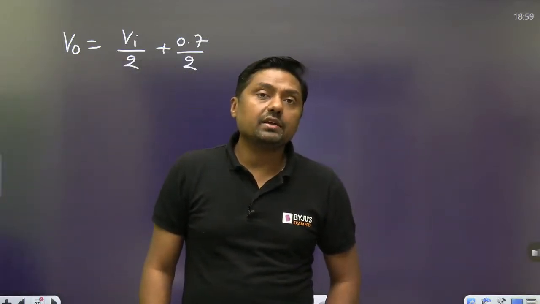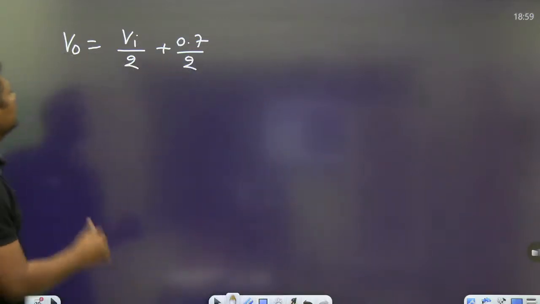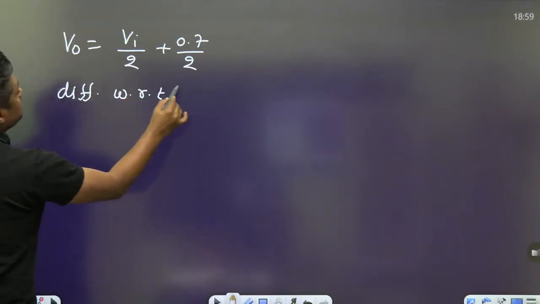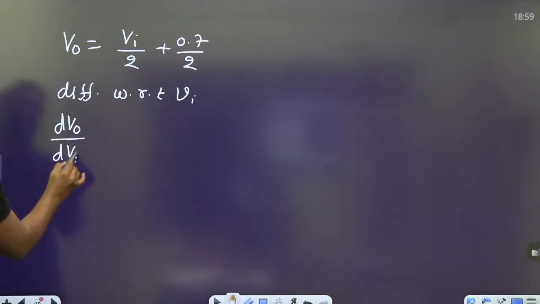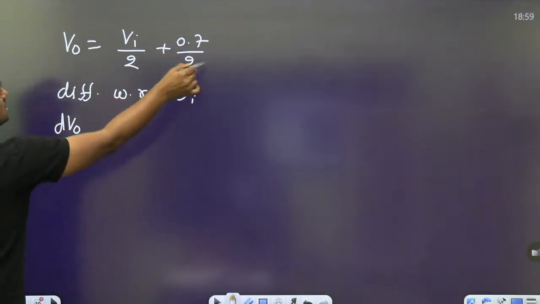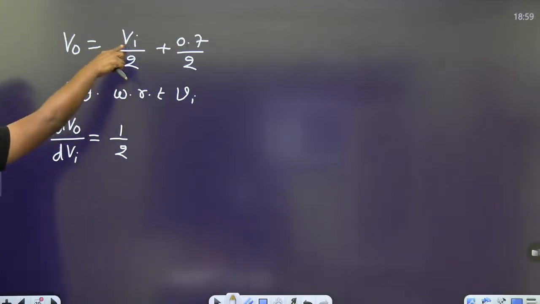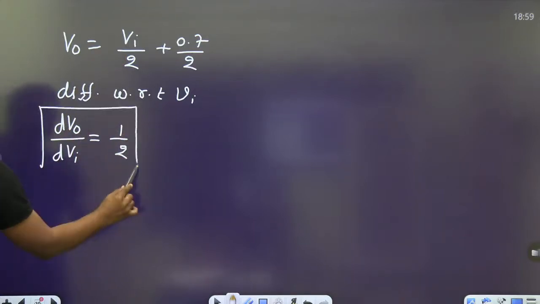But what is the gain? The change in output because of change in input. So differentiate it with respect to Vi. It will become dV naught by dVi. That is, this constant will become 0 and this will become 1 by 2, because what is the differentiation of Vi? 1 by 2. Now, this is the gain in the second case.